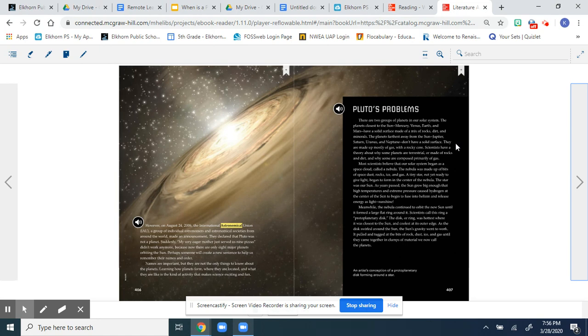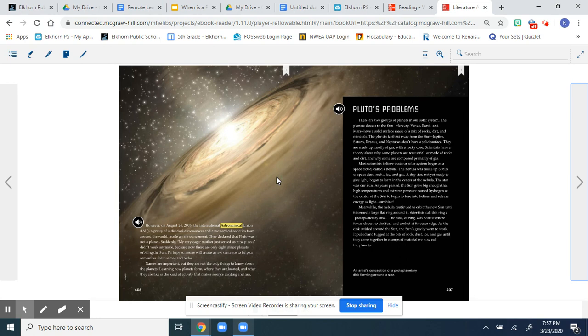As the disk swirled around, the sun's gravity went to work. It pulled and tugged at the bits of rock, dust, and ice and gas until they came together in clumps of material we now call the planets. We do have one context clue here. It is a little caption. It's going to tell us what's going on here. So we'll read that. And it says, an artist's conception of a protoplanetary disk forming around a sun. So we know this isn't a photo.